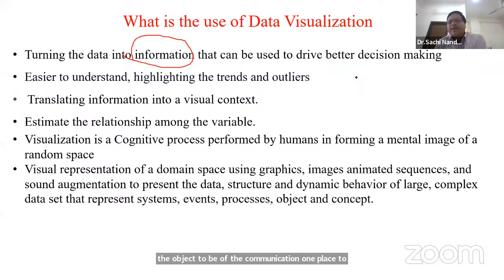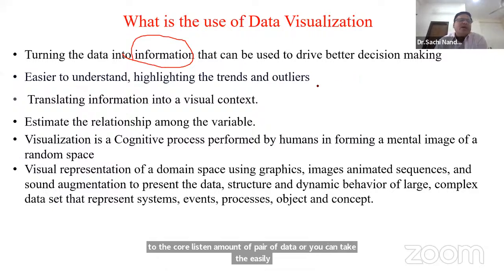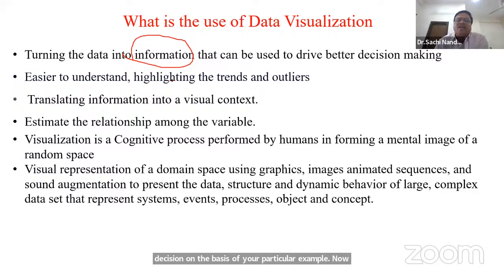For better decision making, you have to showcase the data in multi-dimensional or more dimensional form, or you can use dimension reduction, or view the data from a different perspective. You can see different values of the data, or put it in a different type, see the correlation among pairs of data, or take easy decisions on the basis of a practical example. It is easier to understand and highlights trends and outliers.